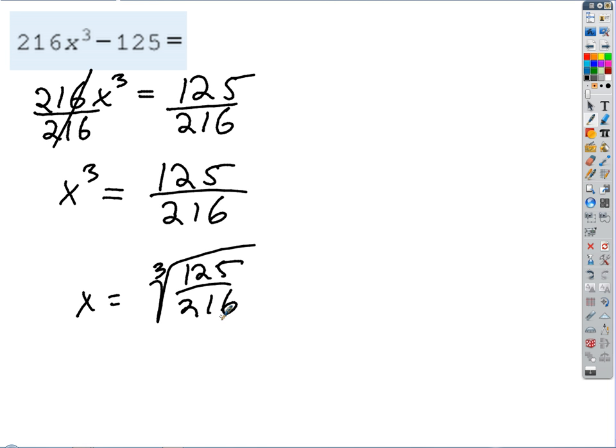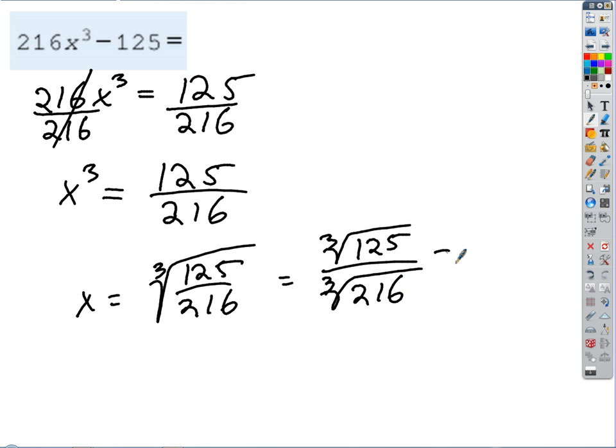Just like with square roots, we can break that up into a separate top and bottom. What's the cube root of 125? 5, yeah. Cube root of 216? 6. The answer is 5 over 6. Questions? It's not so bad, is it? This is a lot easier than chapter 5, don't you think? You kind of look at it all together.